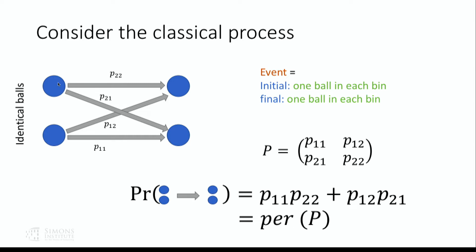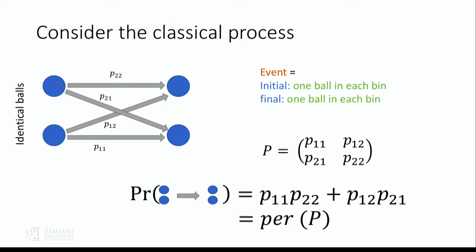It turns out that there are 4 possibilities at the end of this process. I can have 2 balls in the first bin, or 2 balls in the second bin, or one ball in each of those. But for the setting that is depicted in this picture, the probability is going to be the permanent of this matrix P, which basically encodes the probability of transitions between bins.